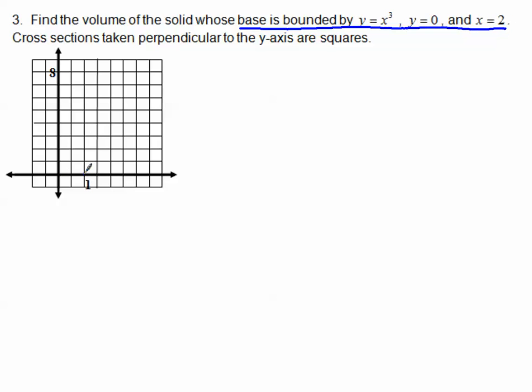Let's start with y equals x cubed. We'll start at 0, 0. Then over 1 up 1. Notice how I'm counting on my y-axis and my x-axis. Over 2 and up 8.